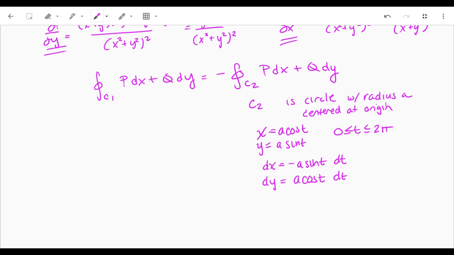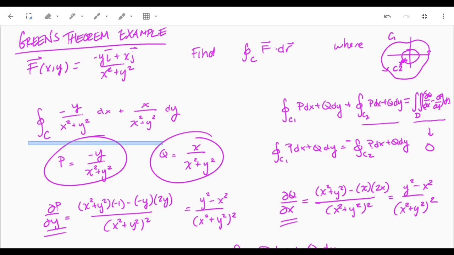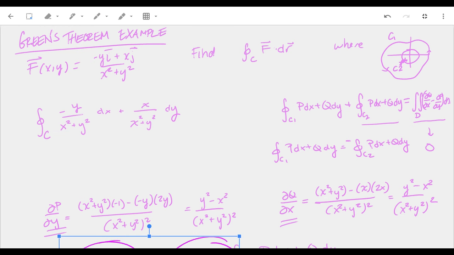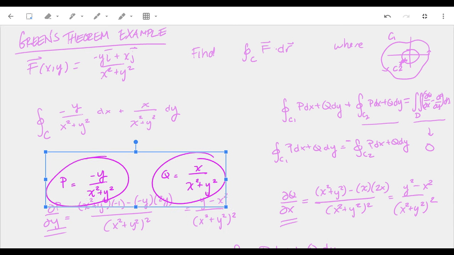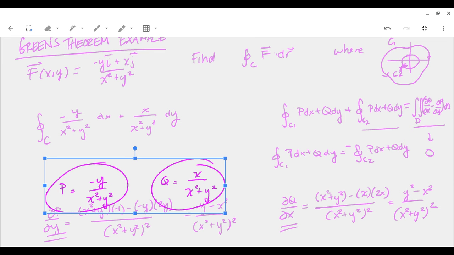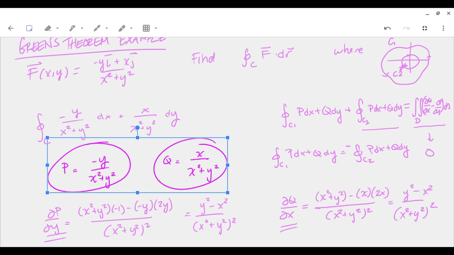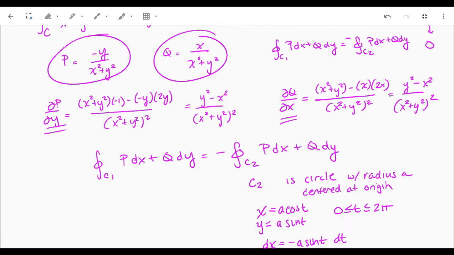So we can do the integral from 0 to 2 pi of p. Now this goes back up to p. This is p, and this is q. I'll copy those down if it's going to let me here. Oh, it won't let me cut and paste. Okay, I'm just going to have to rewrite them. It's not going to let me be lazy.